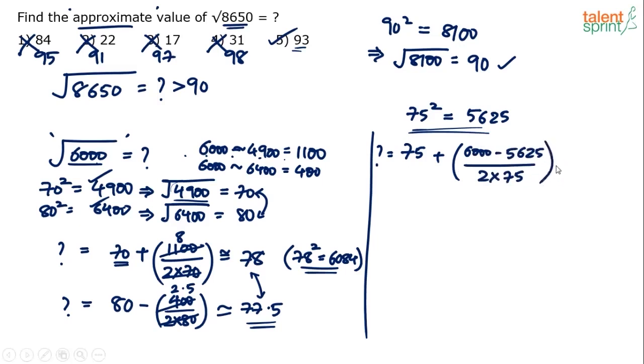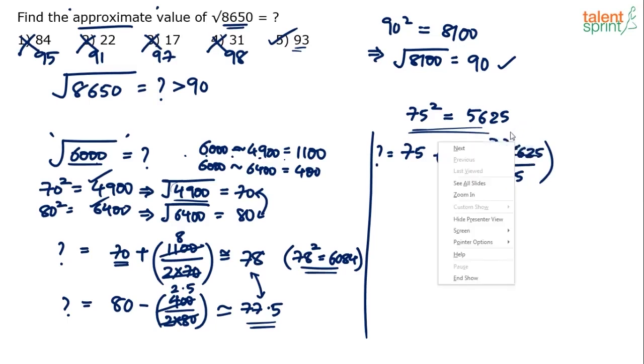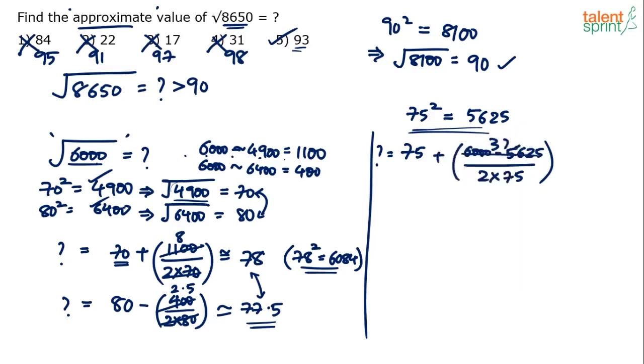What will this be? 6000 minus 5625 is 375. 375 divided by 2 times 75. 75 goes into 375 five times. So 5 by 2 is 2.5. So the overall answer will be 75 plus 2.5, which is 77.5. The same answer that we got with respect to 6400. Here also we got 77.5.